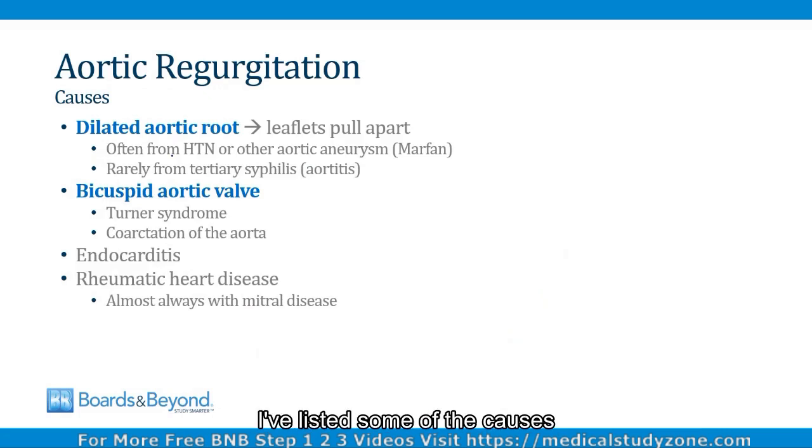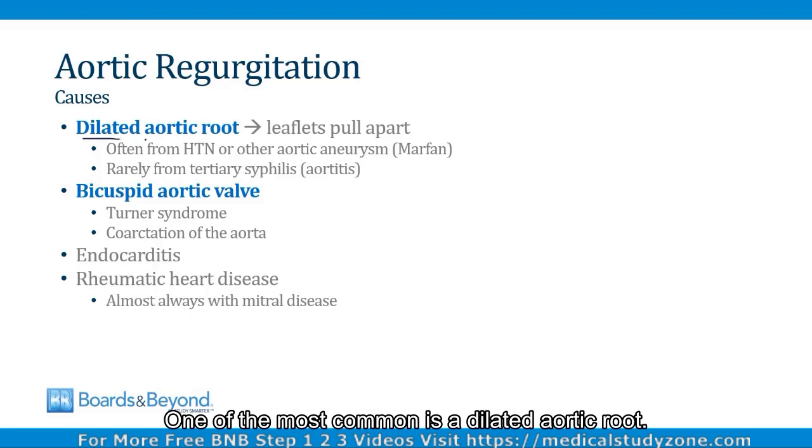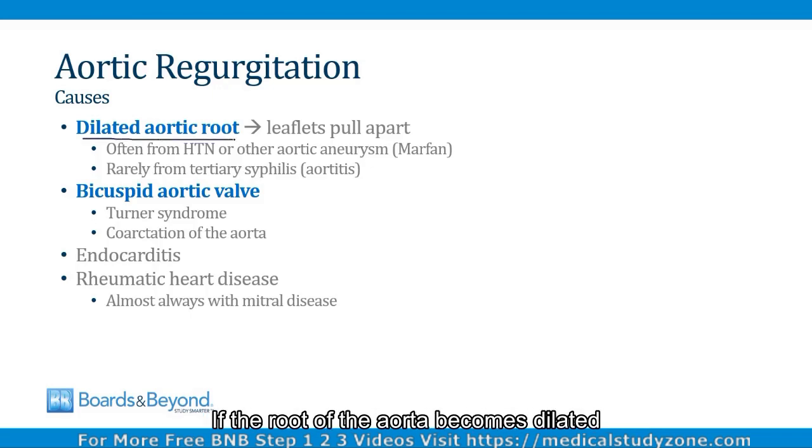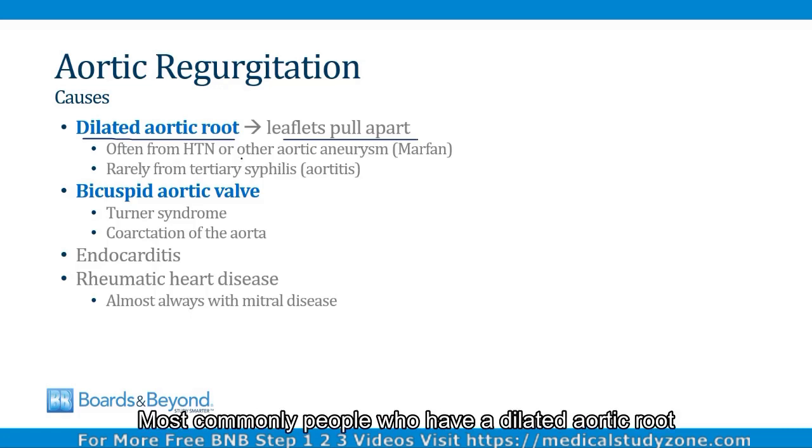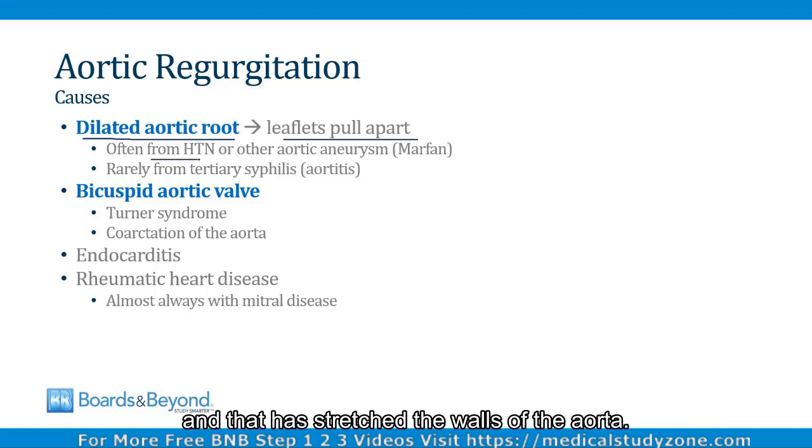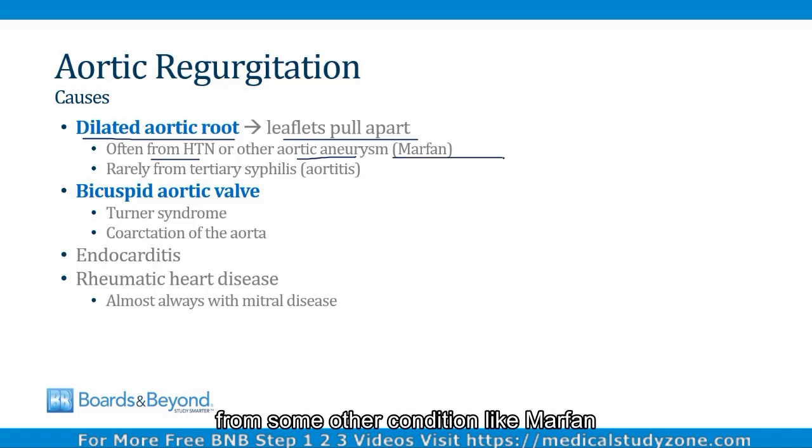I've listed some of the causes of aortic regurgitation on this slide. One of the most common is a dilated aortic root. If the root of the aorta becomes dilated, this pulls the leaflets of the aortic valve apart, and that leads to aortic regurgitation. Most commonly, people who have a dilated aortic root have hypertension, and that has stretched the walls of the aorta. Rarely they have an aortic aneurysm from some other condition like Marfan, and this can also lead to aortic root dilatation and regurgitation of the aortic valve.